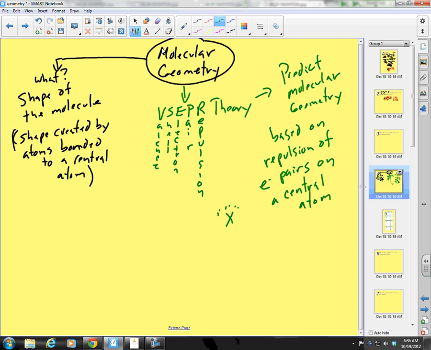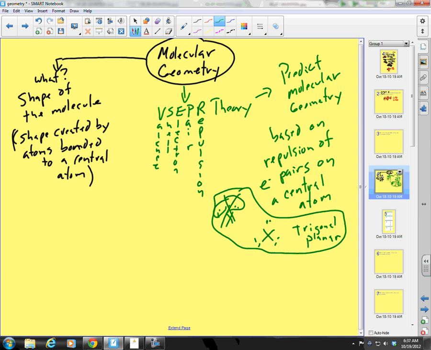So if I had an atom like X, would all of these electrons stay up here? The answer is they wouldn't. They don't want to hang around. What are they going to do? They're going to try to get as far away from each other as possible. And based on that concept, we could say that this would end up being something we'd call trigonal planar, and they'd have 120 degrees between each electron pair. Okay, cool. So that's the basis.